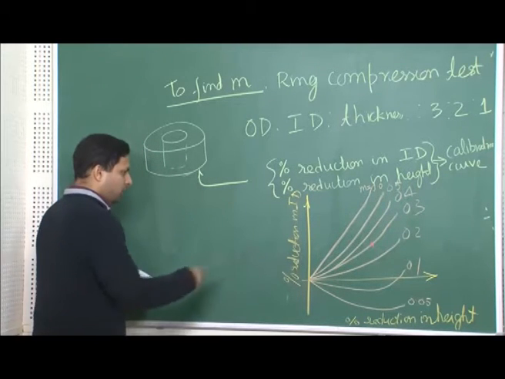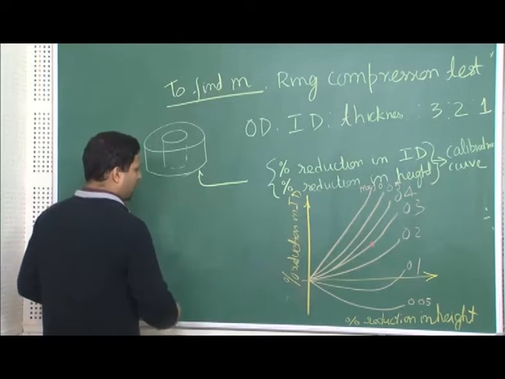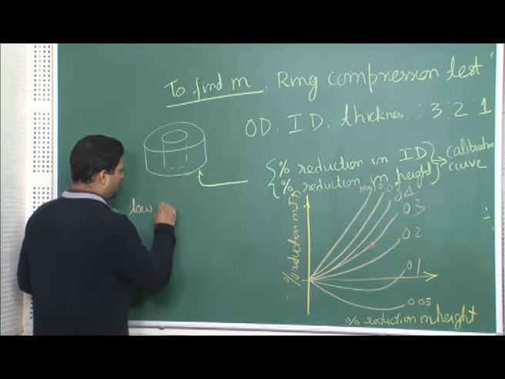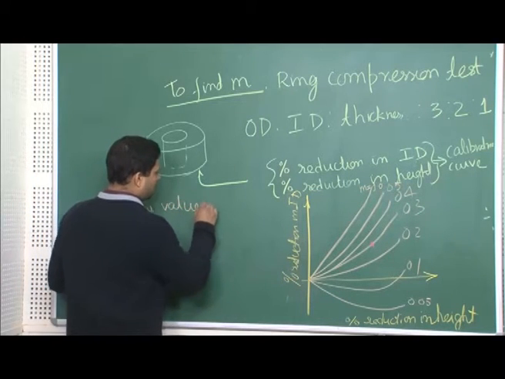There are a couple of things that you can note here, that when m is low, for low values of m, what do you see?